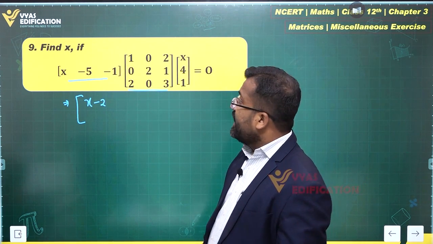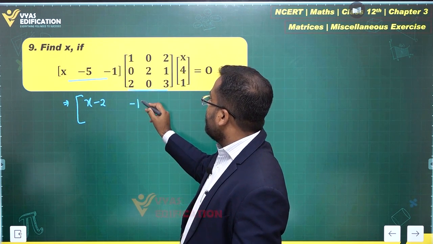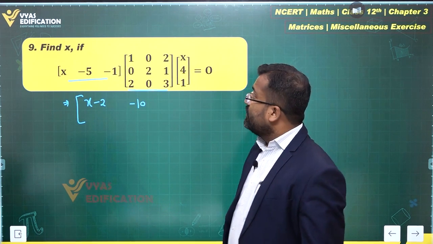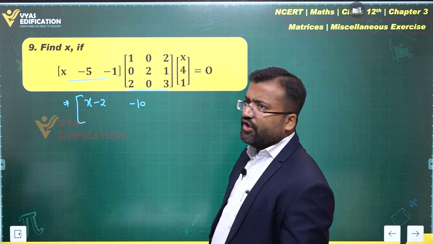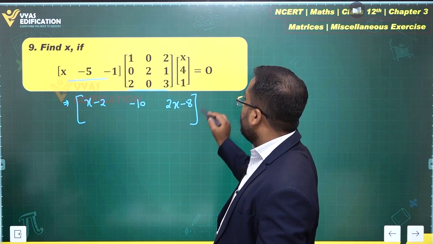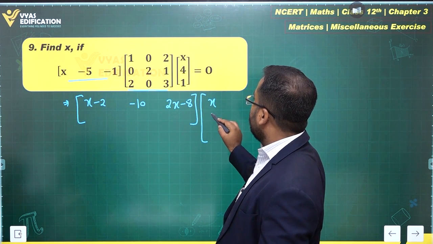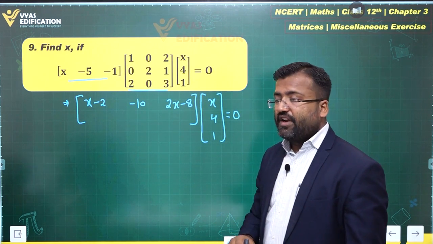First row, second column. x times 0 is gone, minus 10 and 0. This is minus 10 only. Next, first row, third column: 2x minus 5 minus 3, that is 2x minus 8. This gets multiplied with the other matrix x, 4, 1 and equals 0 matrix.